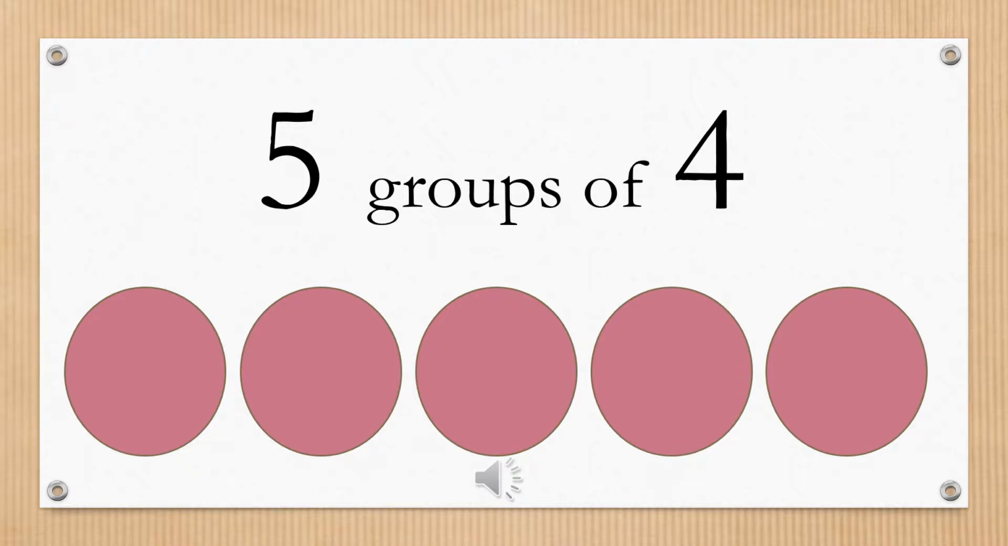When I read the equation 5 times 4, I need to ask myself, how many groups? So I start to read just like a book, from left to right. 5 groups of 4. So I need to draw 5 groups.